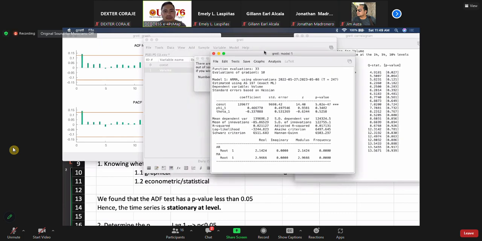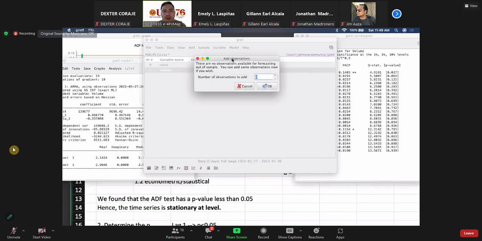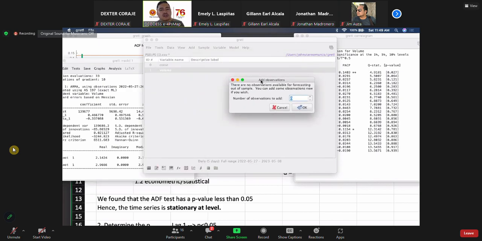Okay. So it would give you this one. There are no observations available for forecasting out of sample. You add some observations now if you wish. Let's say this is daily time series. I want to know as a stock market trader kung unsa ang next 5 working days na value sa stock market. Let's say 5.